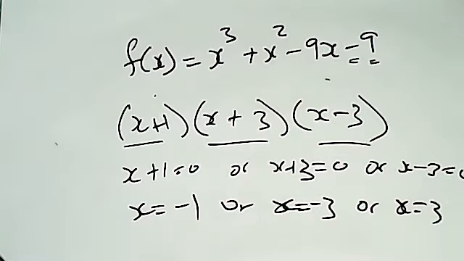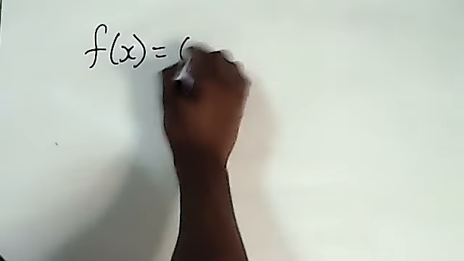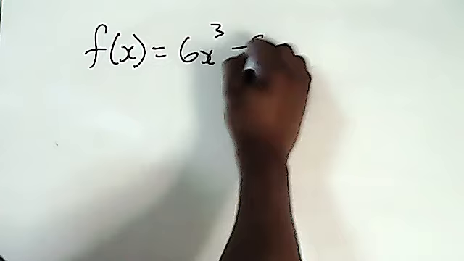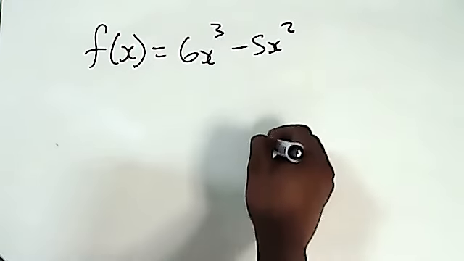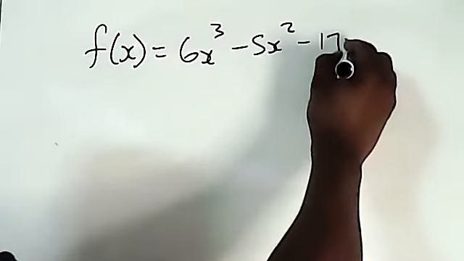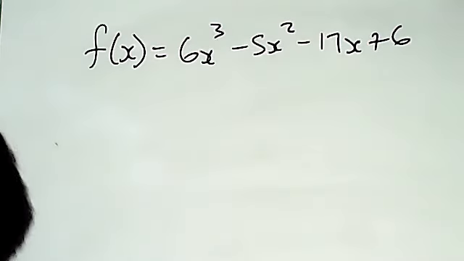So let's take one that is a little bit complex, because I want you to be comfortable with finding factors first before we can go on to sketching, because sketching will be easier if you know how to find the factors. So this one is 6x cubed minus 5x squared minus 17x plus 6, and this is obviously equal to 0.